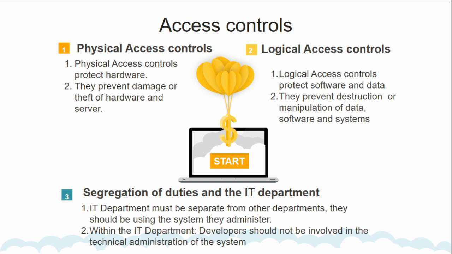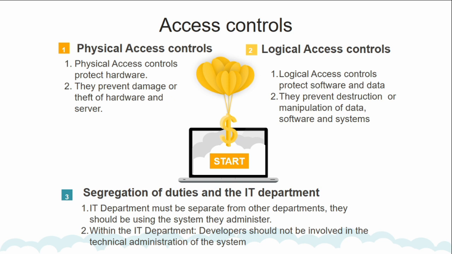So I want you to start thinking about, how do we protect the software? Why do we want to protect our software? Because we don't want anyone to manipulate the software. We don't want anyone to put incorrect entries or incorrect data into our systems, because that can damage our systems and prevent us from operating in the future. So those are the two main access controls. But then there's a third access control that we don't often talk about, but is still equally important as the first two, and that is segregation of duties.